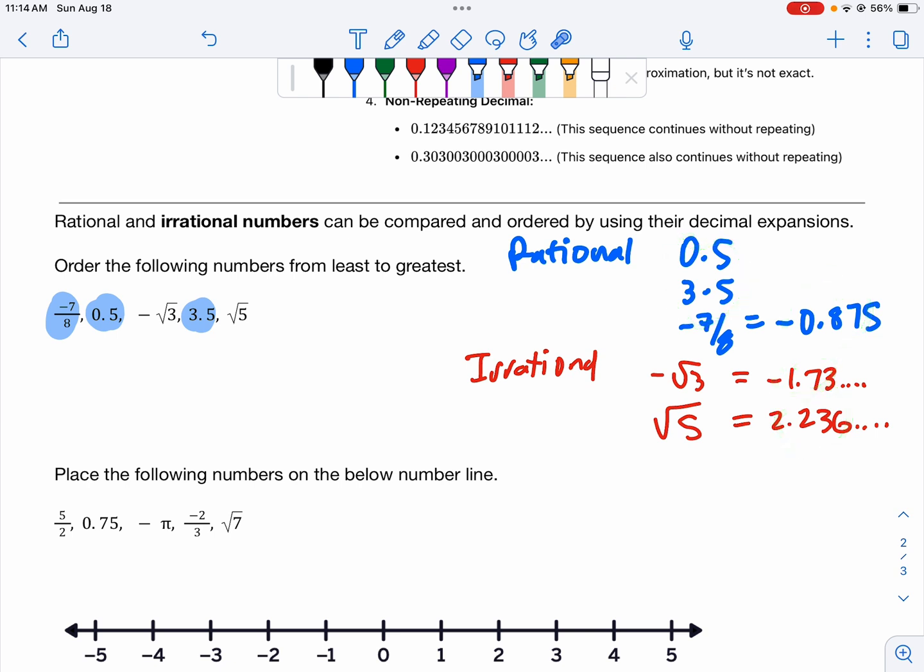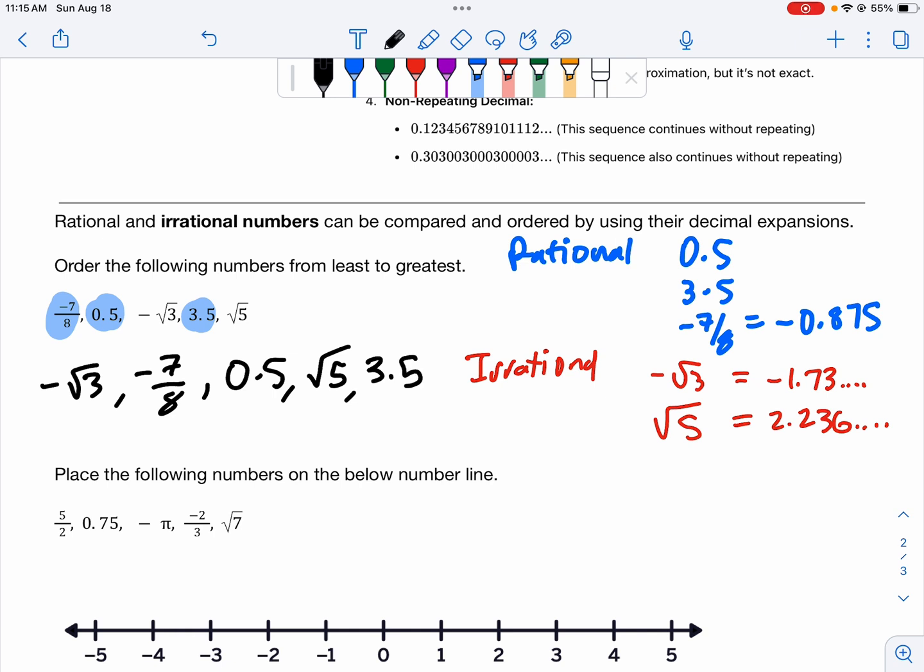So our smallest decimal, when we're dealing with negative numbers, remember it's actually the biggest negative number that is the smallest number. So we're going to start with our smallest number, which is negative radical 3. Our next smallest number is our other negative number, which is negative 7/8. Our next smallest number is going to be 0.5, followed by radical 5, because it's 2.236, and then our largest number is 3.5.